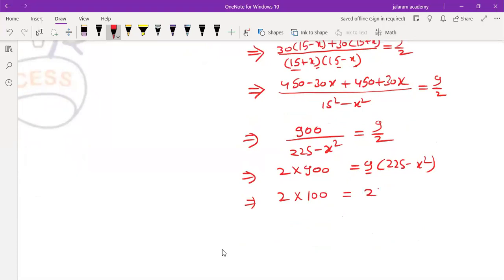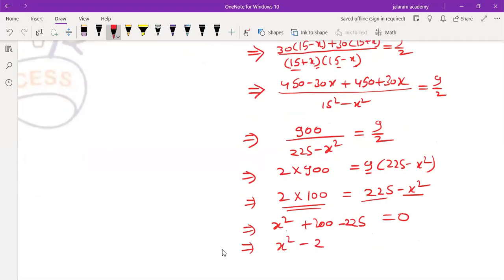And this side 9 by 9 cancelled out, 225 minus x square. Transfer all terms to the same side. Minus x square becomes plus x square. Plus 200 remains plus as it is in the same side. And 225 is also transferred to this side. So minus 225. It implies x square minus 25 equals to 0.